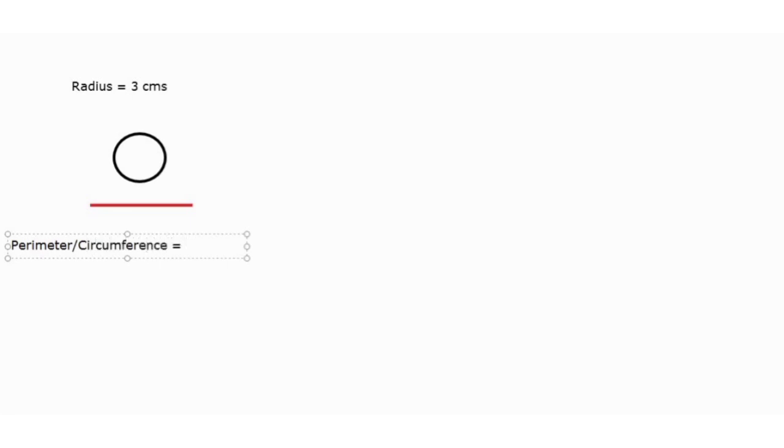we will get the answer as 18.85 centimeters. So next we'll find the diameter. So the diameter is nothing but twice the radius. So the diameter will be equal to 2 multiplied by 3, that is nothing but 6 centimeters.